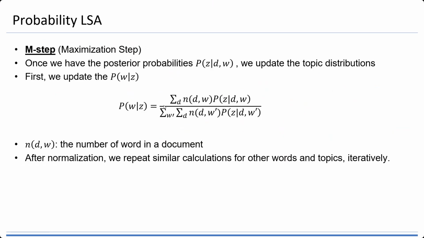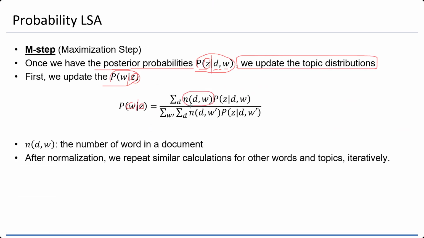So we will do the calculation. It means we will check the probability of a topic given the document and the word. After we have the posterior probabilities, we will update the topic distribution. First, we need to update P(W given Z), the probability of a word given a topic.